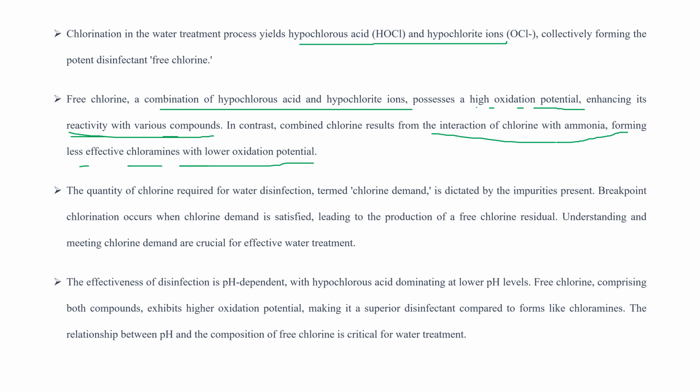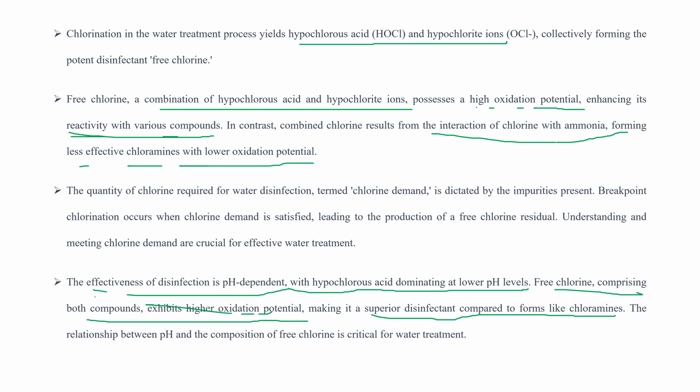These are what we have discussed earlier. The effectiveness of disinfection is pH dependent, with hypochlorous acid dominating at lower pH levels. Free chlorine, comprising both compounds, exhibits higher oxidation potential, making it a superior disinfectant compared to forms like chloramines. I hope everyone understands what is meant by breakpoint chlorination.